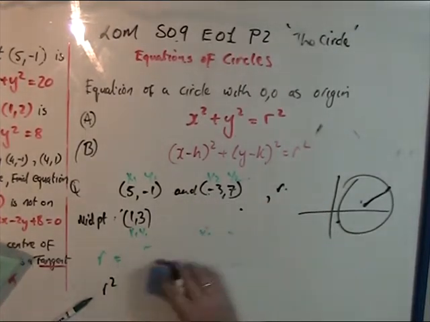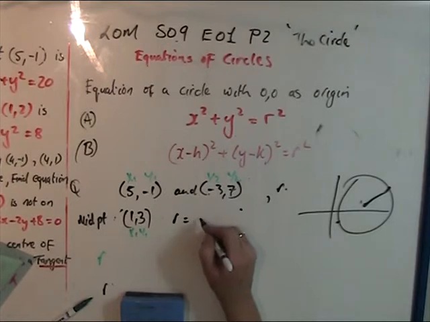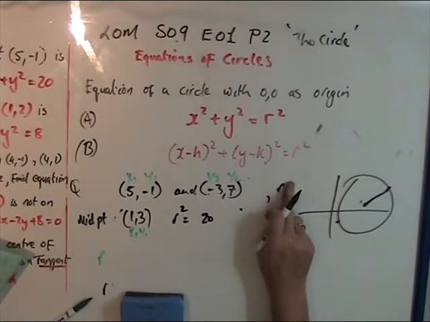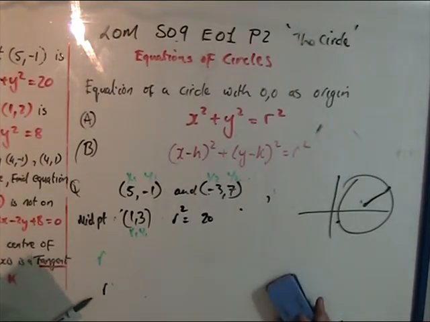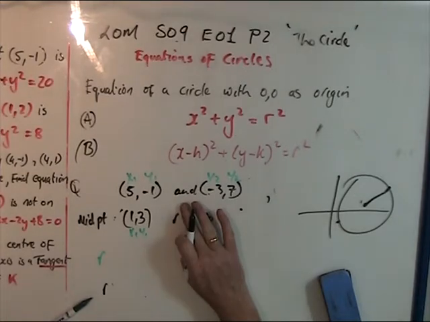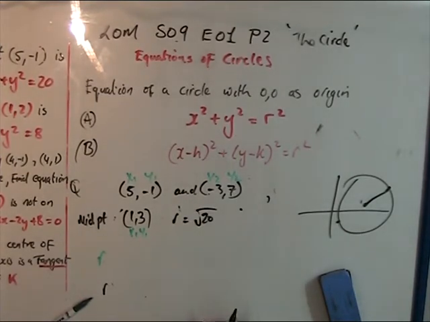We can put it in here: r squared is equal to 20. So r is equal to root 20. I don't mean to confuse you here.